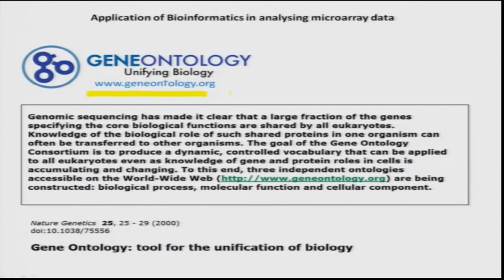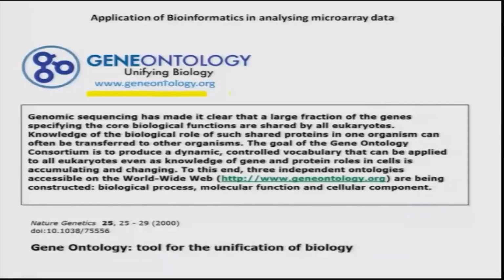Knowledge of the biological role of such shared proteins in one organism can often be transferred to other organisms, because if you are looking at a developmental process, you will never be able to study that in human, but you can study it in zebrafish or fly, and that information should help us understand the genes present in humans. The goal of the Gene Ontology Consortium is to produce a dynamic, meaning it has to be updated every day because the research is going on, controlled vocabulary.